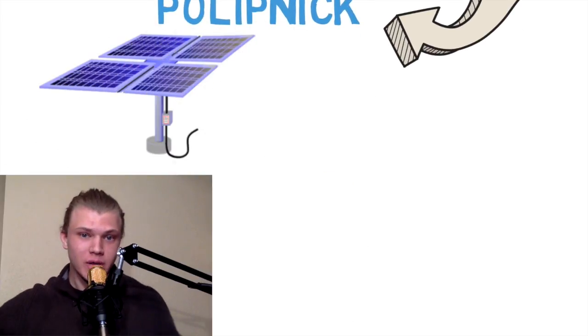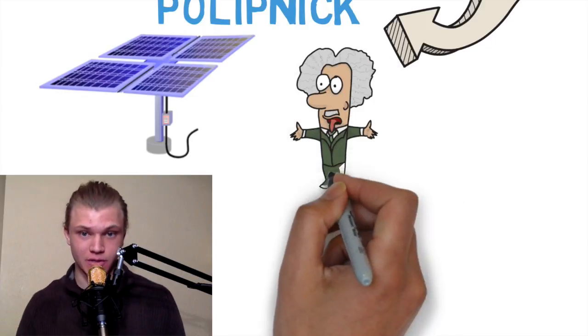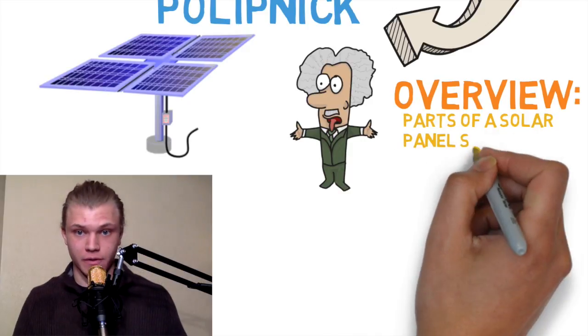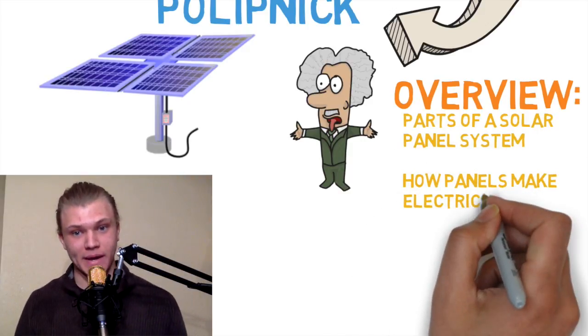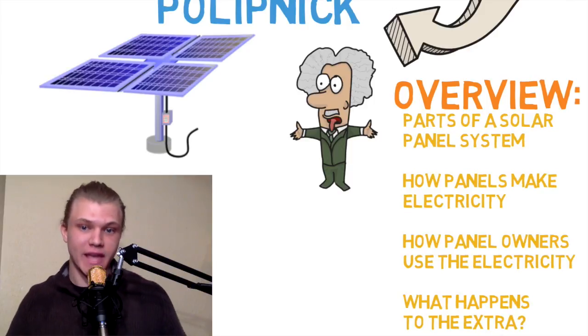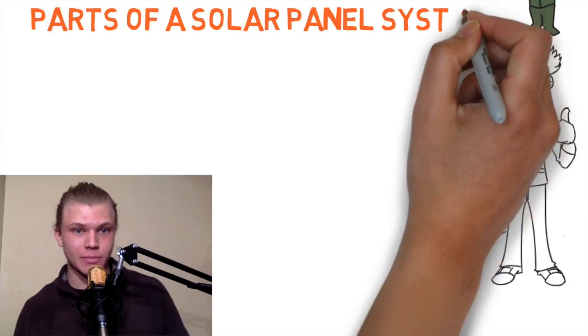So today's episode, we're going to be going over the basics of solar panels, so you don't have to be an expert to know the ABCs and understand them. So here's a quick overview. We're going to be going over the parts of a solar panel system, how panels make electricity, how panel owners use the electricity, and what happens to the extra electricity that you don't use. So let's dive right into it. You're going to be learning this from an expert.